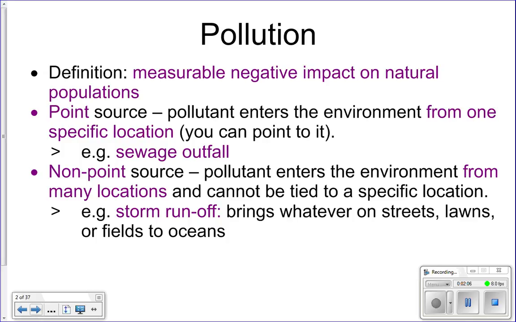A non-point source pollutant is a pollutant that enters the environment just in general, most likely from storm runoff. So somebody litters, that trash gets on the street, it rains, it gets washed into the storm drain, and then washed into the ocean. But when we see that piece of trash, we're not like, oh, Robbie threw that in the ocean. So we don't know exactly who was responsible for that pollution. Does that make sense?